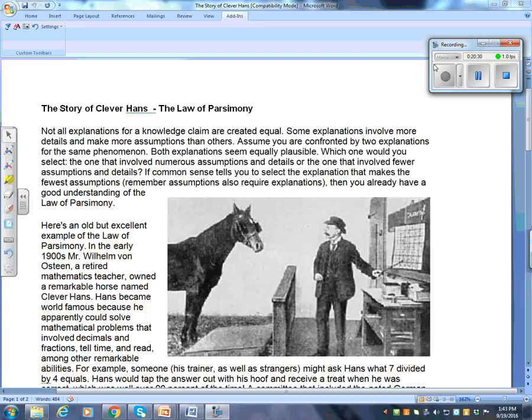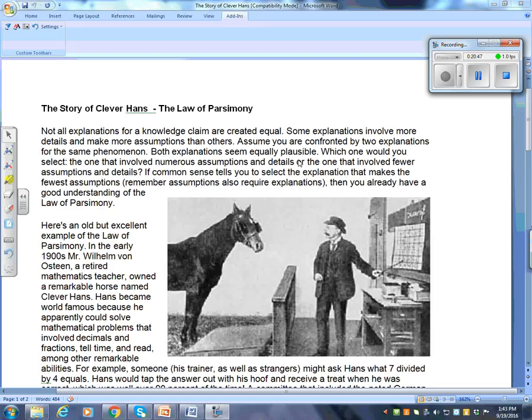Not all explanations for a knowledge claim are created equal. Some explanations involve more details and make more assumptions than others. In other words, they are more complicated. Assume you are confronted by two explanations for the same phenomenon. Both of them seem equally plausible. What does the word plausible mean?